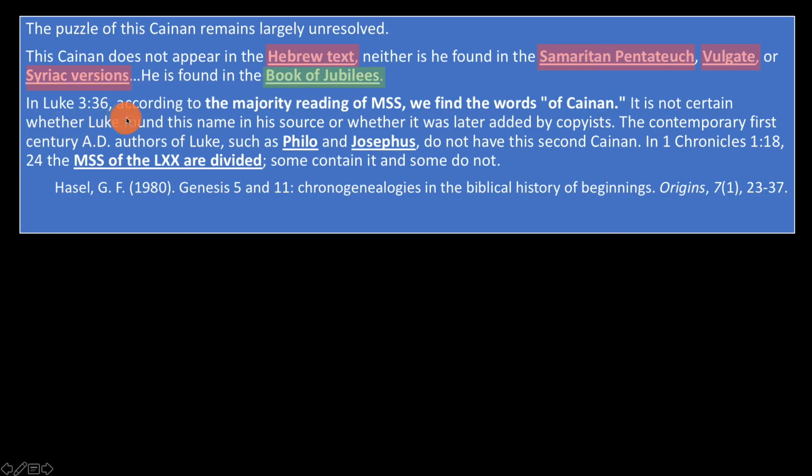In Luke 3:36, according to the majority of readings of the manuscripts, we find the words "of Cainan." It is not certain whether Luke found this name in his source or whether it was later added by a copyist.